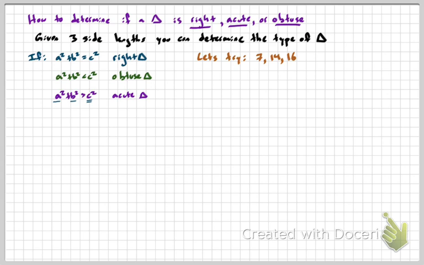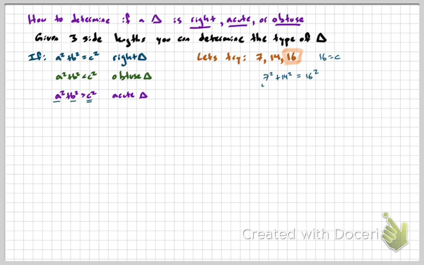So here we have 7, 14, and 16. So 16 is our longest side. So that means 16 equals c. It doesn't matter if 7 and 14 are a and b, because you're adding the squares together. So 7 squared plus 14 squared. And what we're going to do is we're just going to hypothetically say it's equal to 16 squared. It might not be. It might be less than, it might be greater than, or it might be equal.